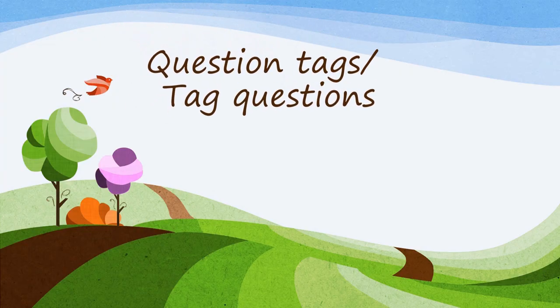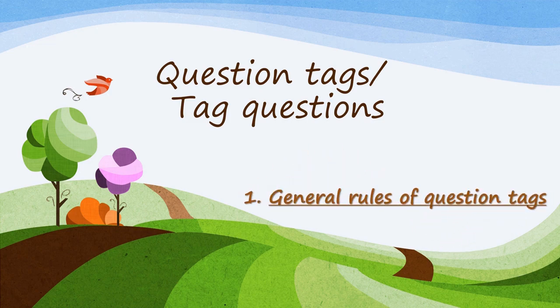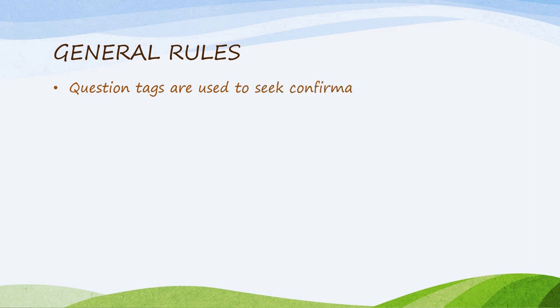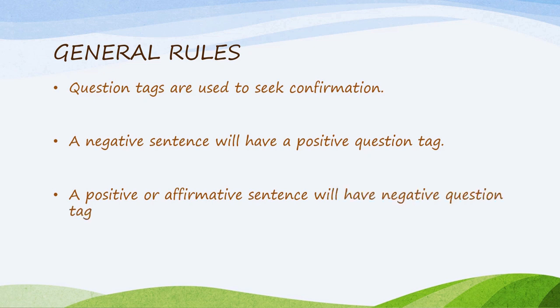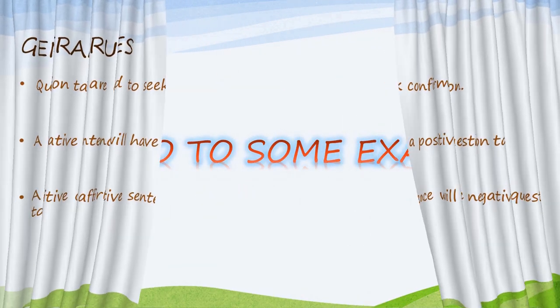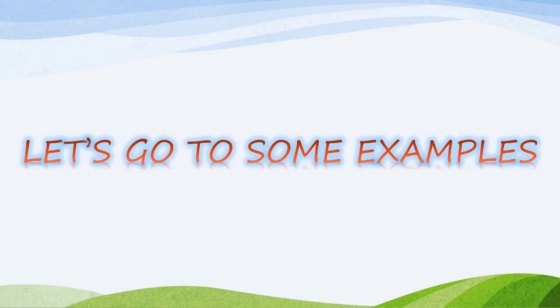Let's begin with some basic or general rules of question tags. Question tags, as we all know, are contracted questions that we attach to sentences to seek confirmation. If the sentence is negative, it will have a positive question tag. Similarly, if the sentence is positive, positive sentences are also called affirmative sentences, such sentences will have a negative question tag. These are the basic rules. Let's go to some examples to see this in detail.